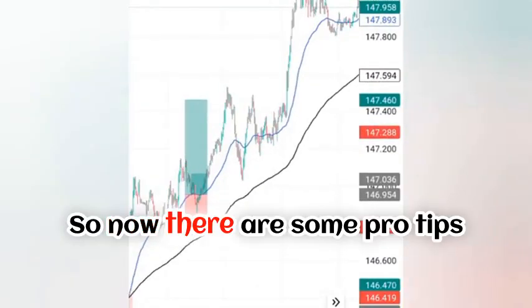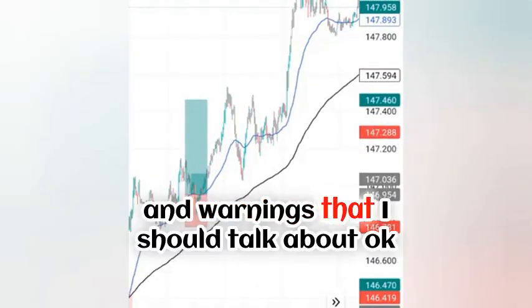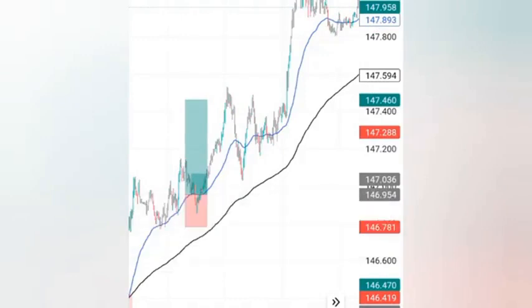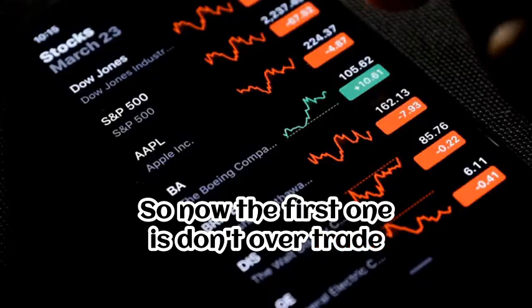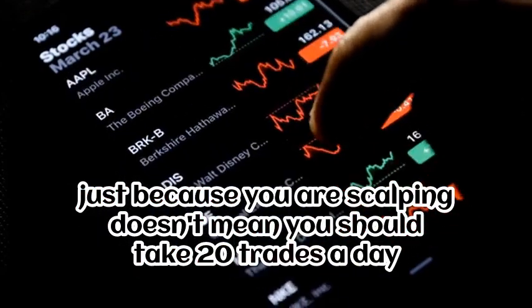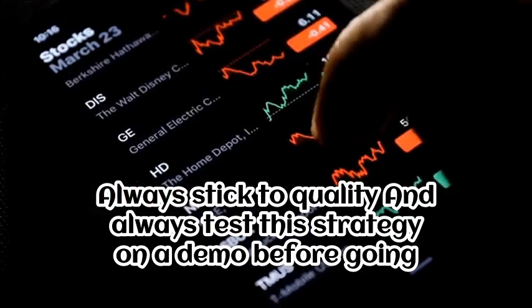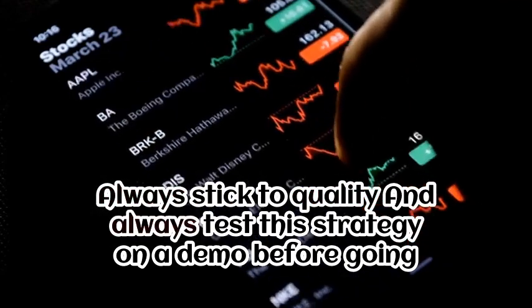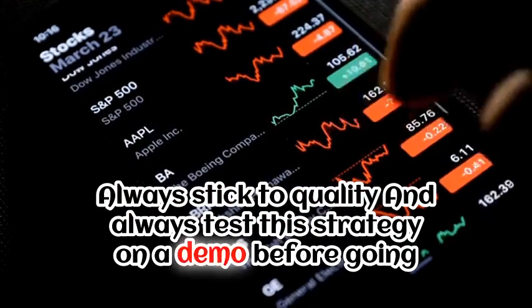Now there are some pro tips and warnings that I should talk about. The first one is don't overtrade. Just because you are scalping doesn't mean you should take 20 trades a day. Always stick to quality setups, and always test this strategy on a demo before going live.